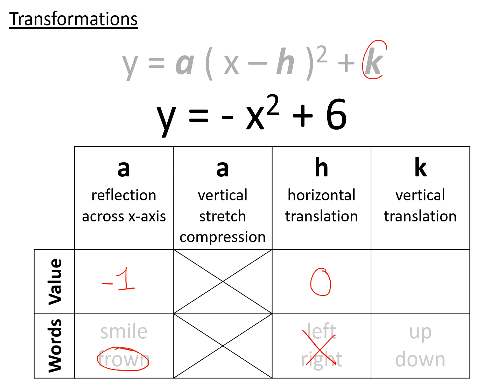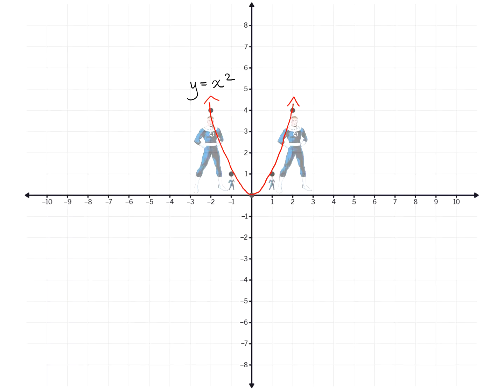And lastly, our k value is +6, which means our parabola is going to be vertically translated 6 units upwards since this is a positive value. If you recall, this is the parent function of a quadratic relation. Y equals x squared represents a parabola in its most simplest form before any translations have occurred. Based on the information we discovered earlier, we are going to reflect this parabola across the x-axis, which means it's going to be opening downwards or frowning, and we're going to move it 6 units upwards.